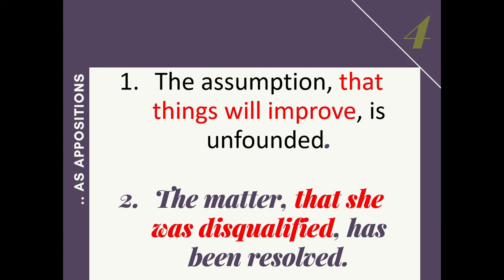When you have two or more elements functioning in a place where any one of them can function, it is the co-occurrence of two elements in a position where any one of them can function. You have just a comma in between them, nothing else separating them. So in this sense, you can say the assumption is unfounded, and you can also say that things will improve is unfounded.